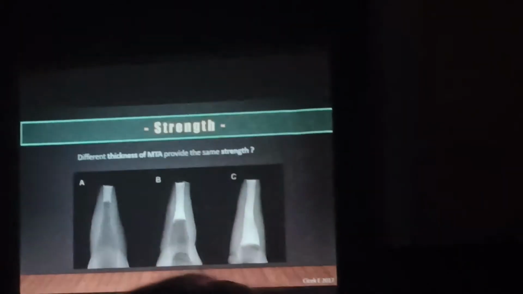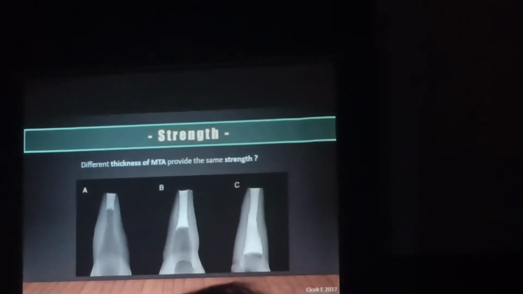Next is for the strength. Okay. Before that, we talked about leakage. Before that, we talked about the thickness. So now we are focusing on the strength.